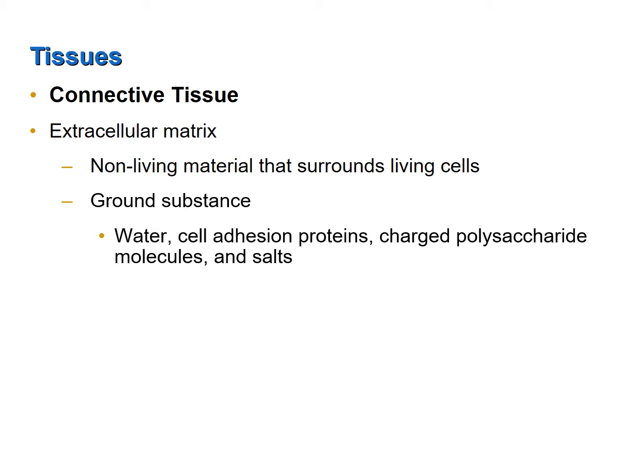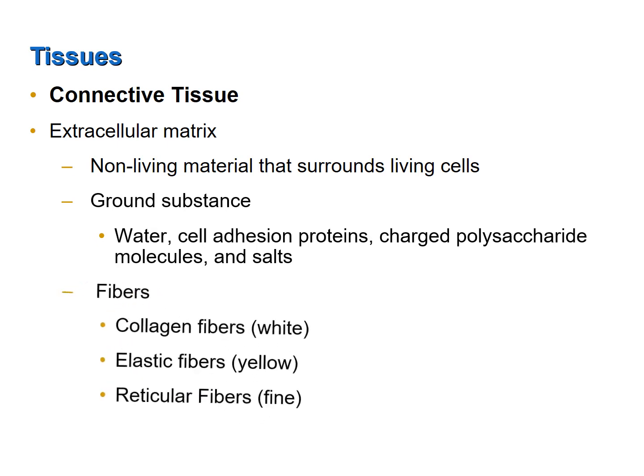Now, when we look at the extracellular matrix, it consists of ground substance. Ground substance typically contains a lot of water. It also has adhesion proteins which adhere to the cells of the connective tissue. There are charged polysaccharide molecules which hold water in the extracellular matrix, and there are also ionic compounds found there as well. The other components of the extracellular matrix are fibers: collagen fibers, elastic fibers, and reticular fibers.